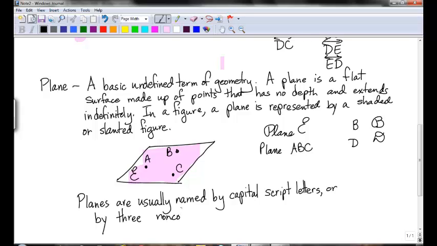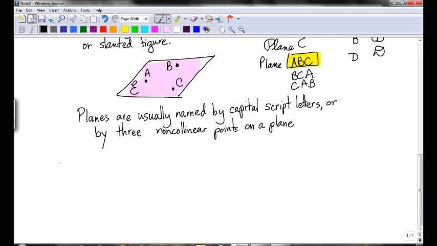non-collinear points on a plane. So I named this plane up here, I named it plane ABC. Could I have named this plane BCA? Yes. Could I have named it CAB? Yes. Okay, so if I put it this way on my answer key, you got to know the other 3 letters are correct. Okay, so collinear we said was on the same line.